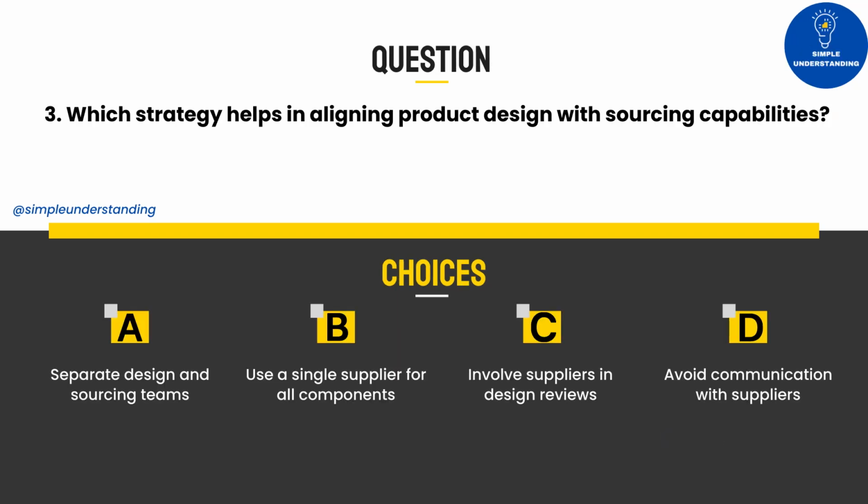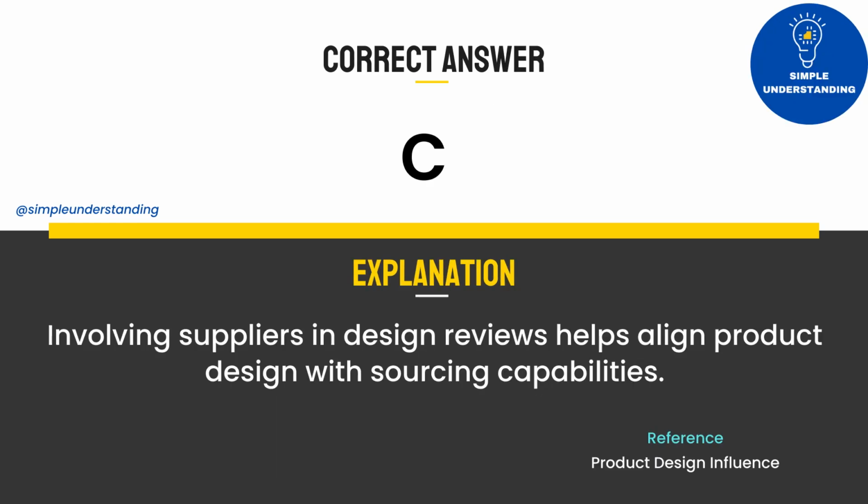3. Which strategy helps in aligning product design with sourcing capabilities? A. Separate design and sourcing teams. B. Use a single supplier for all components. C. Involve suppliers in design reviews. D. Avoid communication with suppliers. Correct answer C. Explanation. Involving suppliers in design reviews helps align product design with sourcing capabilities.